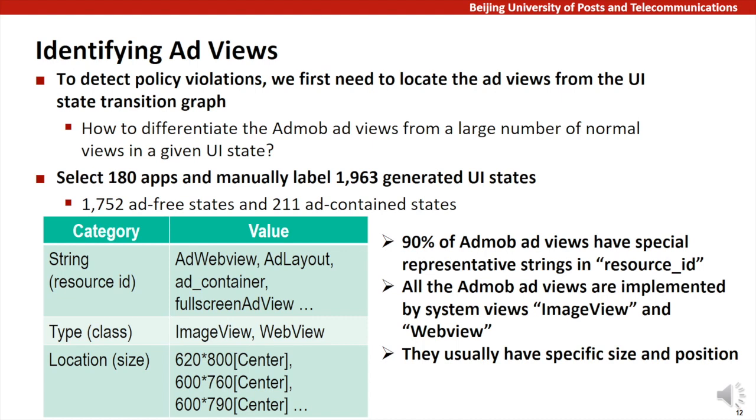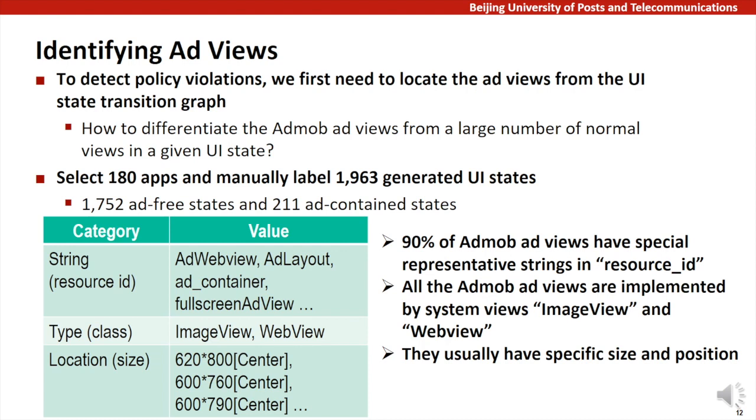To detect policy violation apps, we first need to locate the ad views from the UI state transition graph. So one challenge here is how to differentiate the AdMob ad views from a large number of normal views in a given UI state. So we randomly select 180 apps and manually label roughly 2,000 generated UI states, in which roughly 200 states contain ads. We then compare them from various aspects to explore features that can distinguish them.